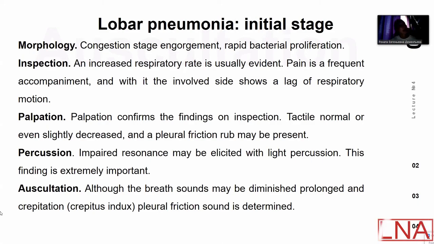During palpation of a patient with lobar pneumonia, palpation confirms the findings on inspection. Tactile fremitus is normal or even slightly decreased, and a pleural friction rub may be present. About percussion of the lungs, impaired resonance may be elicited with light percussion, and this finding is extremely important. And during auscultation, vesicular breath sounds may be diminished and prolonged, and crepitation, like a crepitus, and pleural friction sound are determined in case of lobar pneumonia.